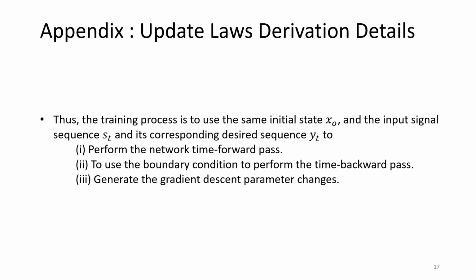Thus, the training process is to use the same initial state x_0, the input signal sequence s_t and its corresponding desired sequence y_t. 1. Perform the network time forward pass. 2. Use the boundary condition to perform the time backward pass. 3. Generate the gradient descent parameter changes. Then the update of parameters over the full sequence finite time horizon will steer the parameters along an approximate, stochastic gradient descent toward an acceptably good local minimum.